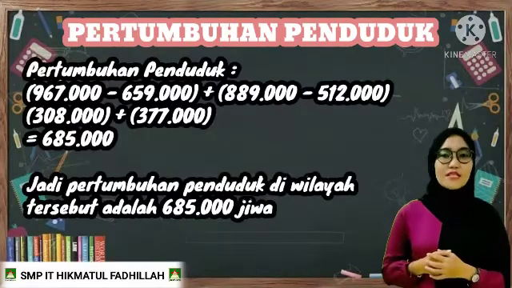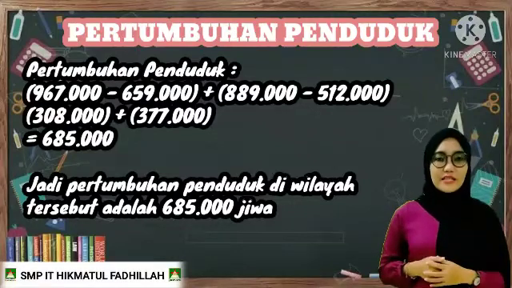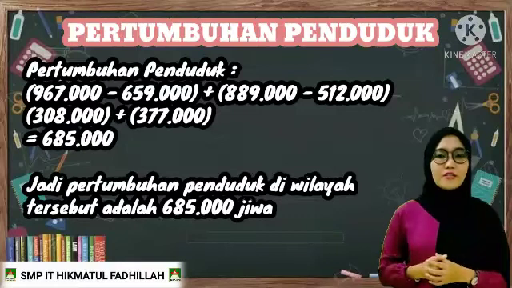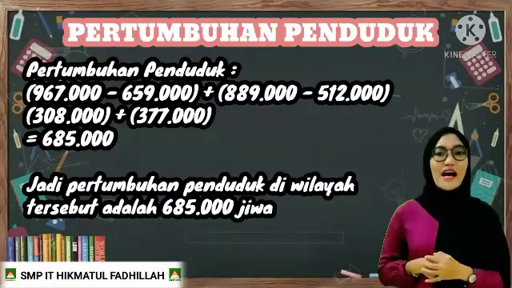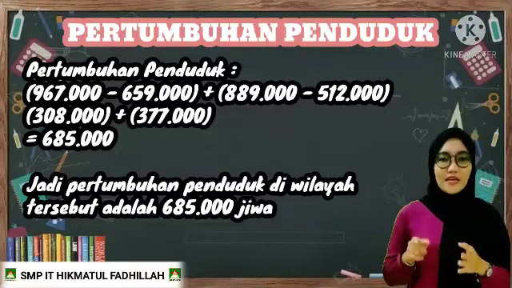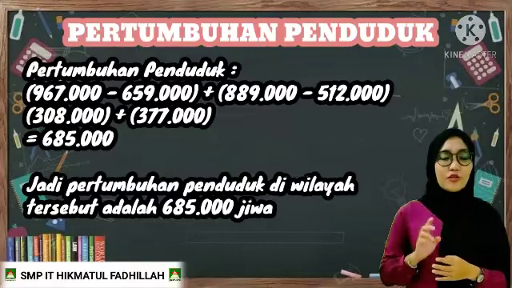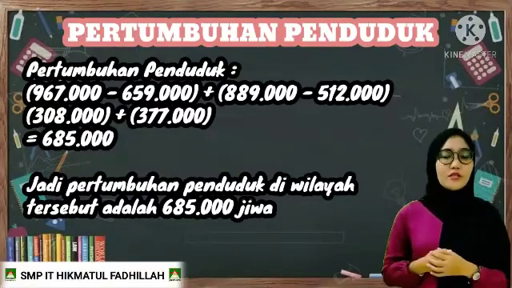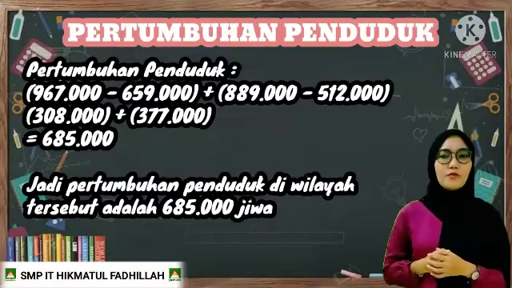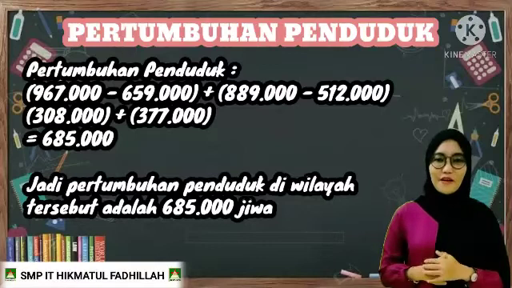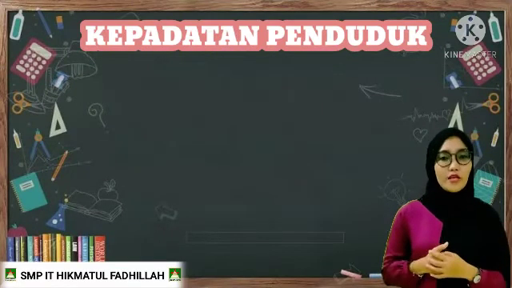So 967,000 minus 659,000 plus 889,000 minus 512,000. So 967,000 minus 659,000 is 308,000, and 889,000 minus 512,000 is 377,000. So 308,000 plus 377,000. So the population growth in the region is 685,000.